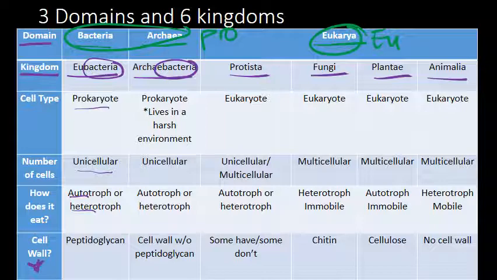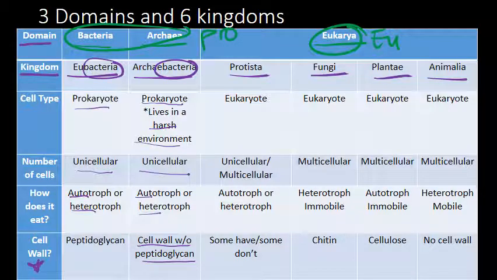It has a cell wall made of something called peptidoglycan. Our next one is Archaeobacteria. Archaeobacteria is in domain Archaea. Again, it is prokaryotic. It lives in a very harsh environment. So the biggest difference between Archaea and you is one lives in a harsh environment, the other does not. It is unicellular, it can be auto or hetero, and it has a cell wall without peptidoglycan. And that's the second difference between eubacteria and Archaeobacteria.